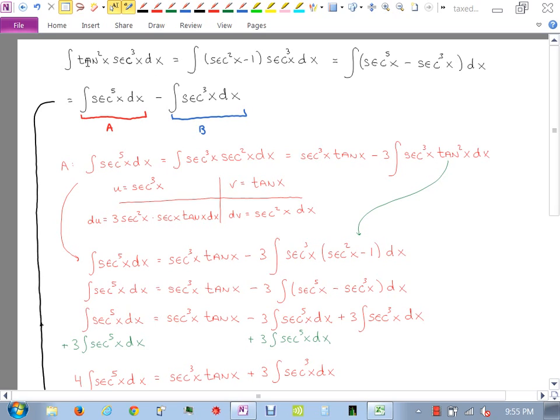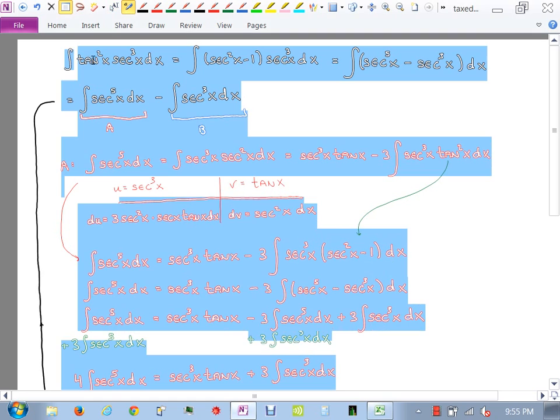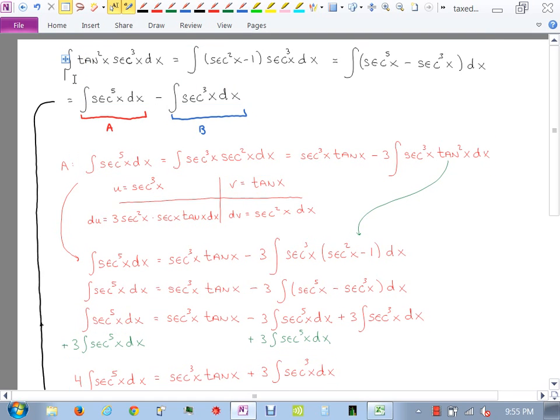So we use a Pythagorean identity to take your tangent squared x there and turn it into secant squared x minus 1 here, and then distribute the secant cubed through the parentheses to get these two terms, and then split that into two integrals. So what I'm going to do here is call this one integral A, this one's integral B. So first let me figure out what integral A is.